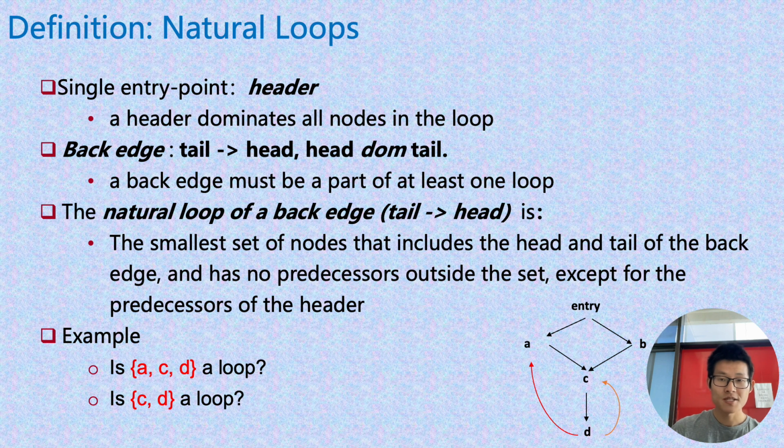Let's review the flow graph presented in the previous slide. In this flow graph, we have two cycles, ACD and CD. Is ACD a loop? In this cycle, both node A and node C are the entry node of the loop, so it has two entry nodes, while a loop only has one single entry point. So it's not a loop. Is CD a loop? Yes, it's a loop. C is the head node and it dominates the node D, and DC is a back edge.